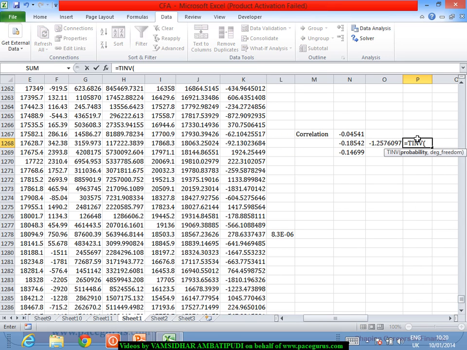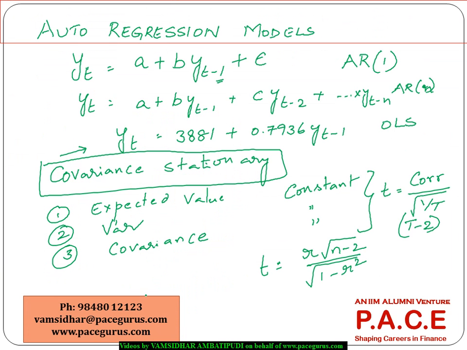So the t inverse with a 5% significance level and 44 degrees of freedom is coming out to 2.01. So as long as my computed value lies between minus 2.01 and plus 2.01, I cannot reject the null hypothesis of correlation equal to 0. Otherwise, I may have to reject the null hypothesis and say there is a significant correlation present.